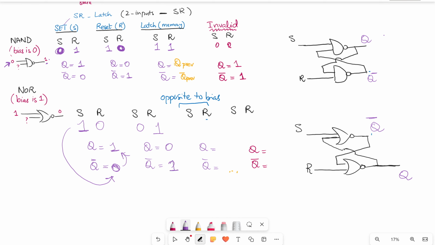So as I said, the latch state will always be opposite to the bias. So इसका bias अगर 1 है तो latch state क्या हो जाएगी? The latch state will be 0 and 0. So this means कि ये अपनी previous input को latch कर देगा. So Q previous and the Q bar previous.